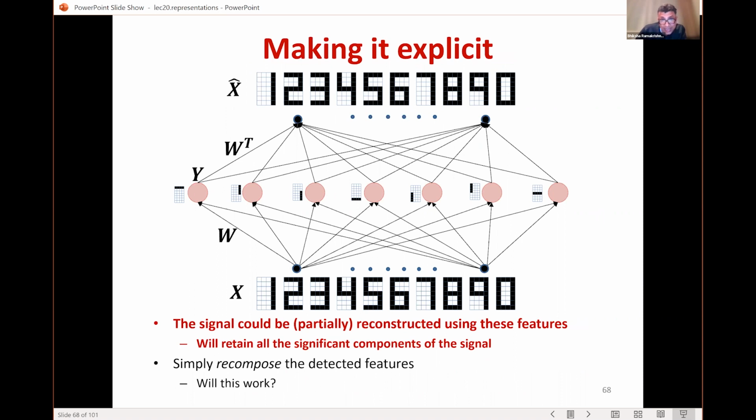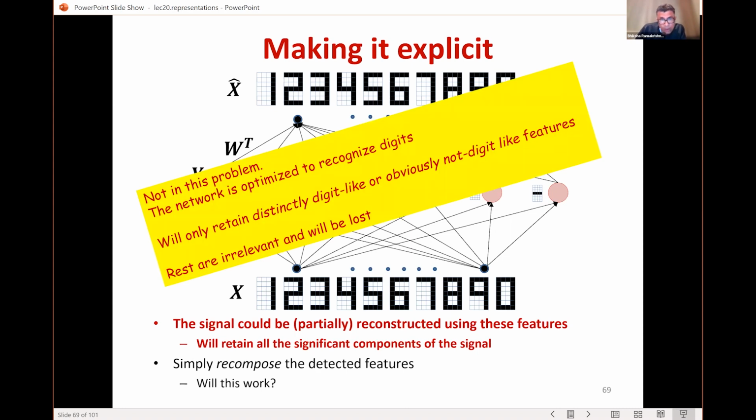But in the more general case, I can always do this. I can have a bunch of perceptrons, and any time a perceptron fires, I put back its weight pattern in the input. And then I would find that the output is going to look somewhat like the input, right? You can assume this. Now, let me formalize this, right? In this particular problem, it's not going to look exactly like the inputs because that network was optimized to recognize digits, and the lower layer of neurons would only retain distinctly digit-like or obviously not digit-like features. The rest are going to be irrelevant and will be lost.